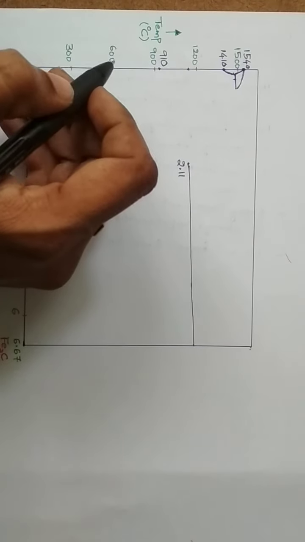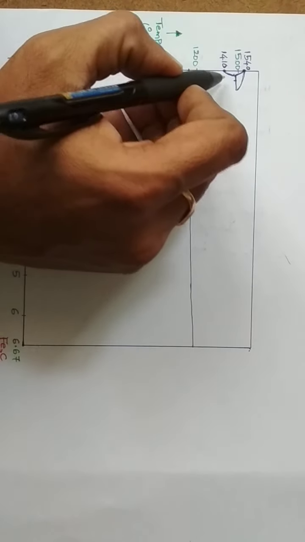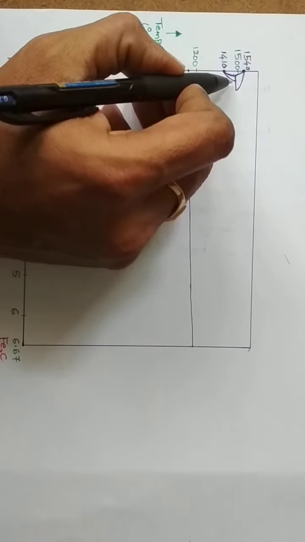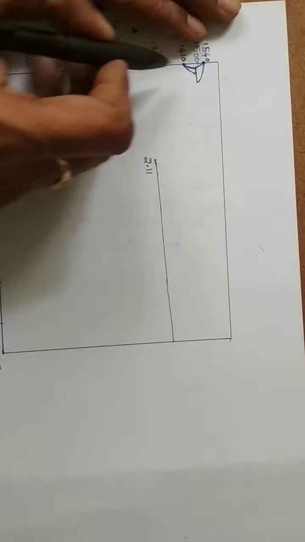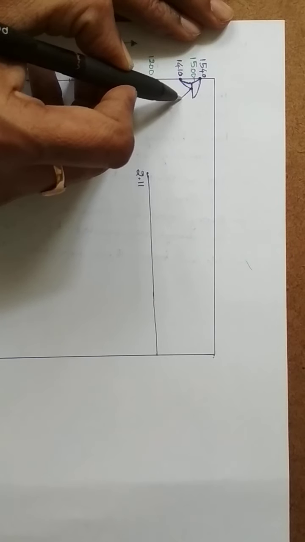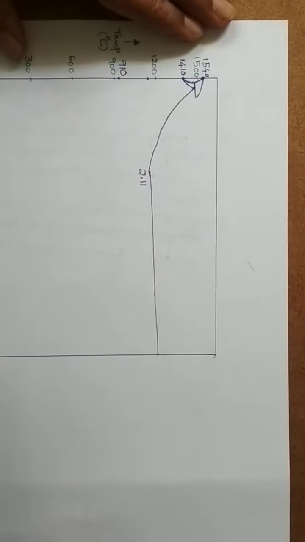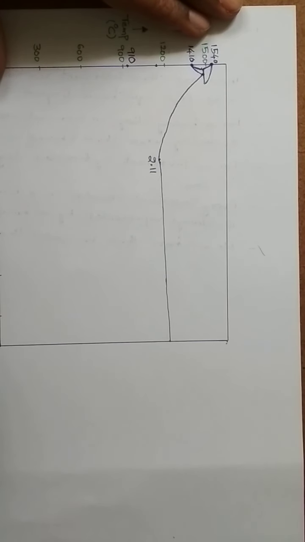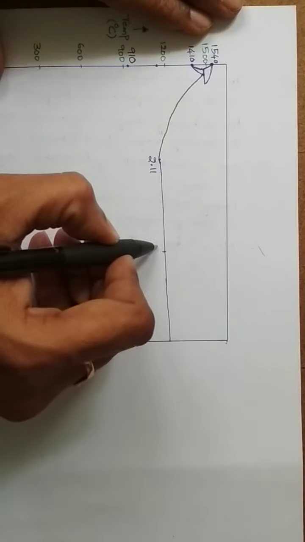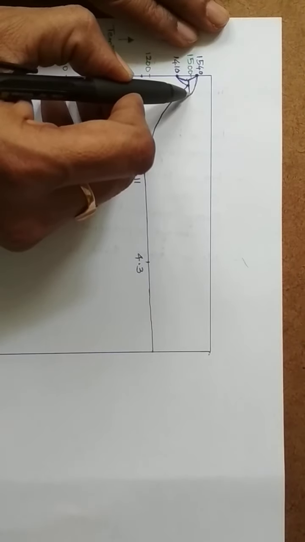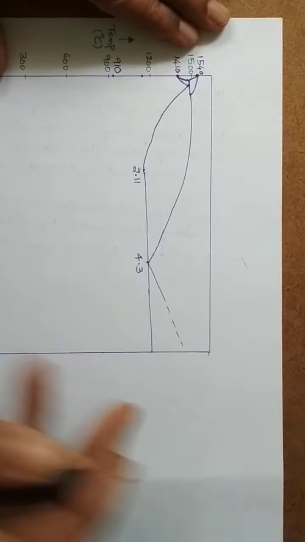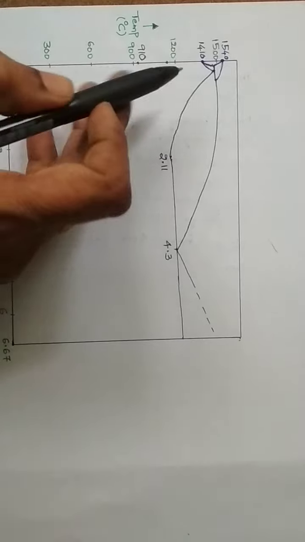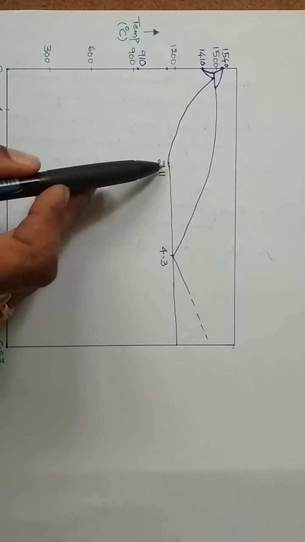Let us draw this from 1410, where it is 0.2% carbon, and then let us mark a point whose composition is 4.3% carbon. So let us draw a boundary.